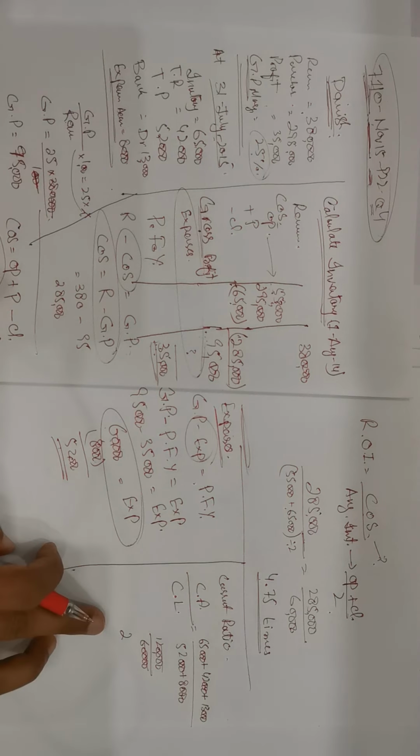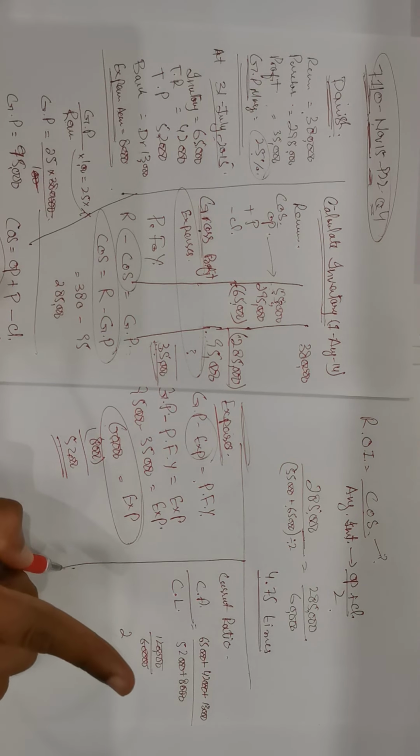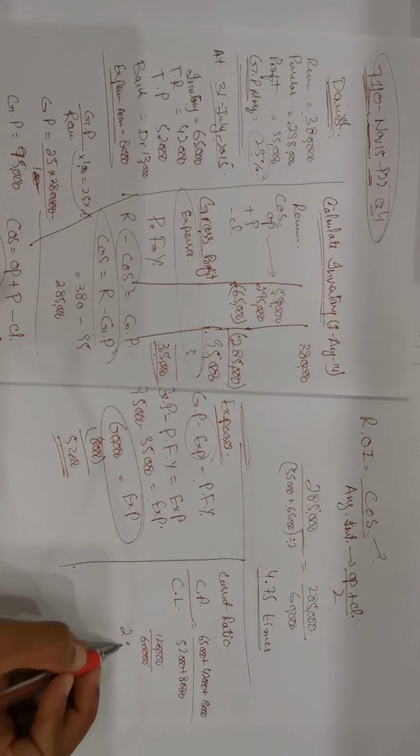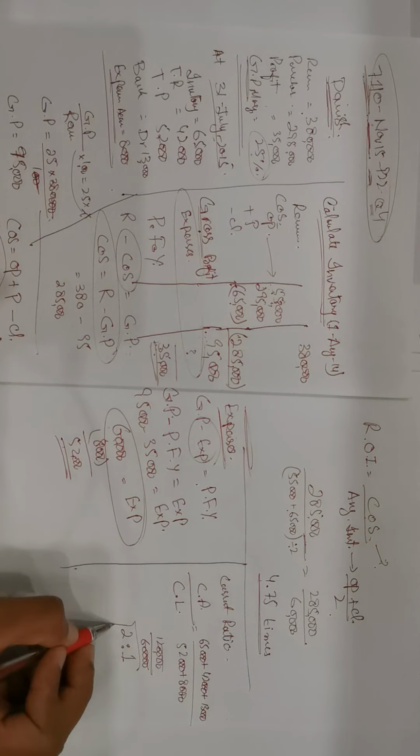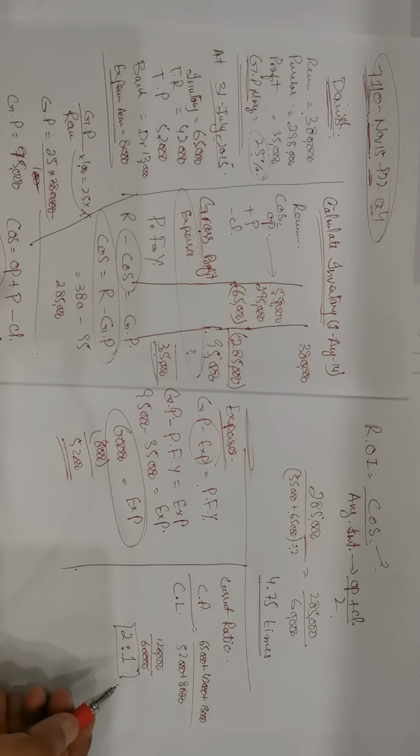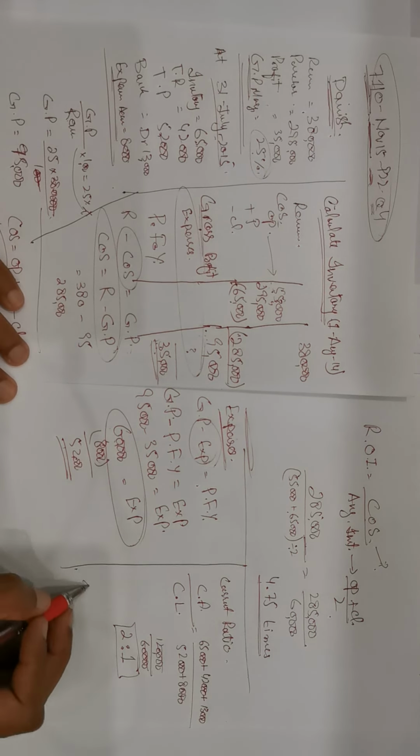Will I get marks for this 2? The answer is no. I won't get marks for this 2. What I need to do is write 2:1. Now I'll get marks for this. And the last thing of this question is quick ratio.